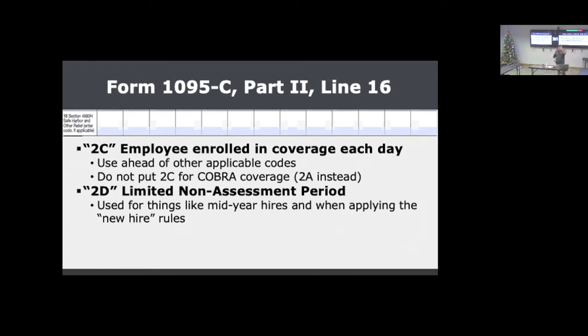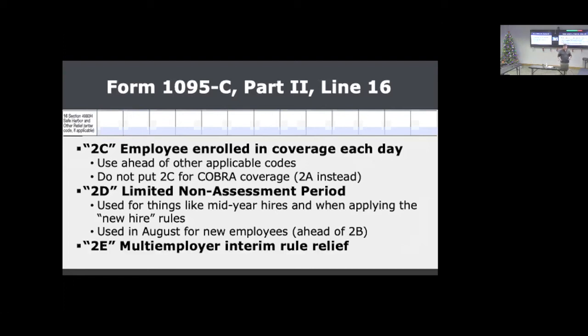Same thing for mid-year hires, new hires where we're not sure if they're going to be full-time or not. This would be used in August for that new teacher, right? We don't know if that teacher was full-time in August. If they reported on August 10th, probably. They probably worked 130 hours. So we can't use 2B. We're going to use 2D because that's what signals to the government they're just in our wait period, right? That's basically what 2D is.